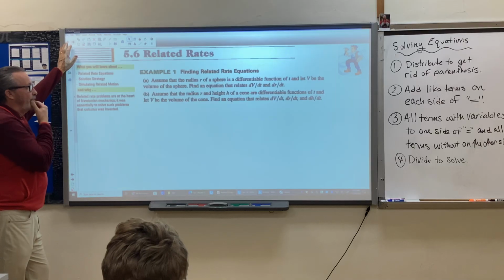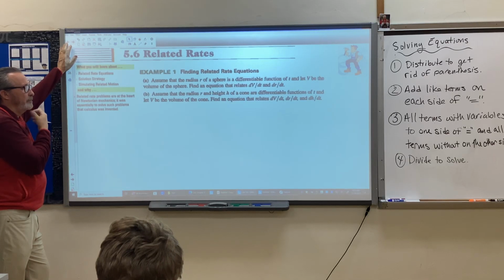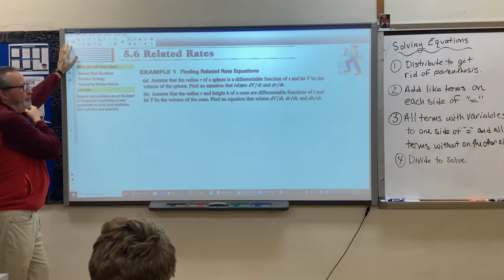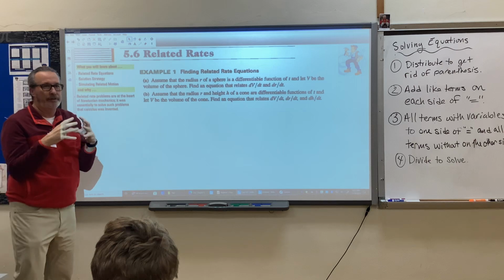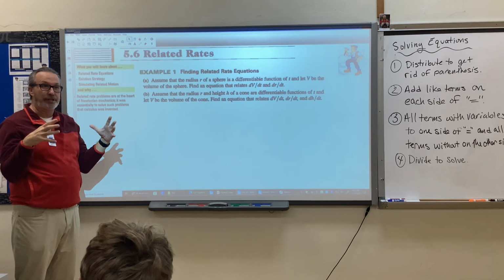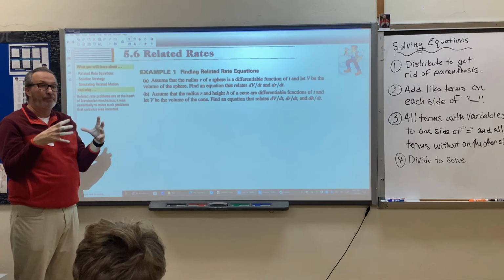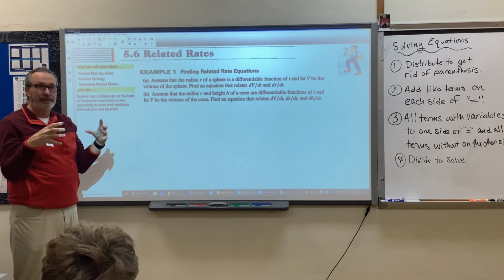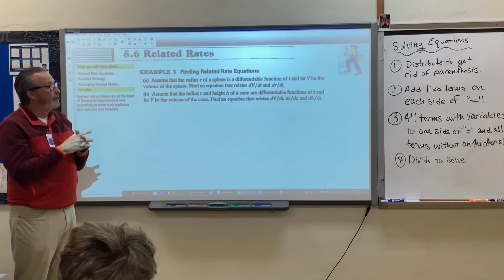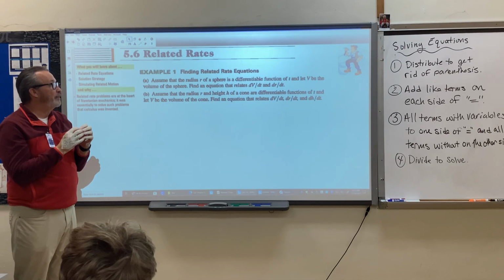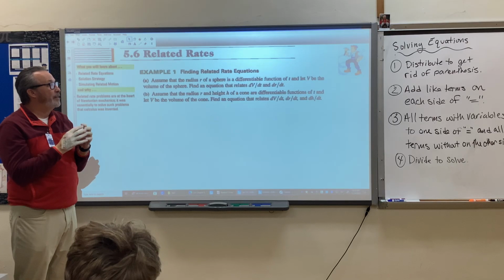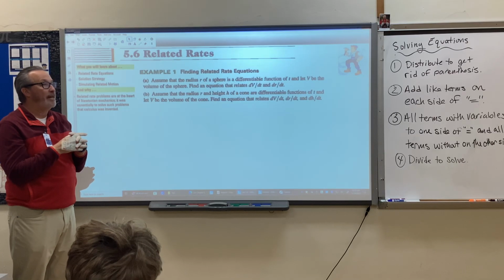So, assume that the radius of the sphere is a differentiable function of time. So we have a sphere, right, and the radius is changing as time moves. So it's like blowing up a bubble or something like that. Right? Let V be the volume of the sphere.